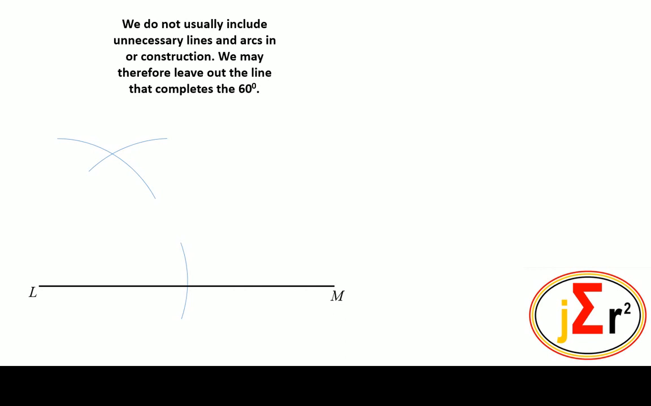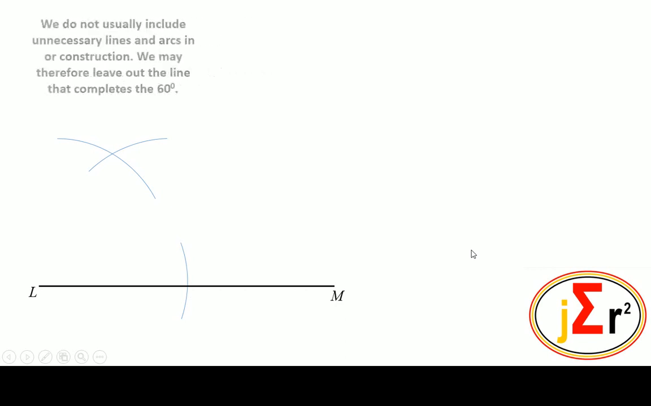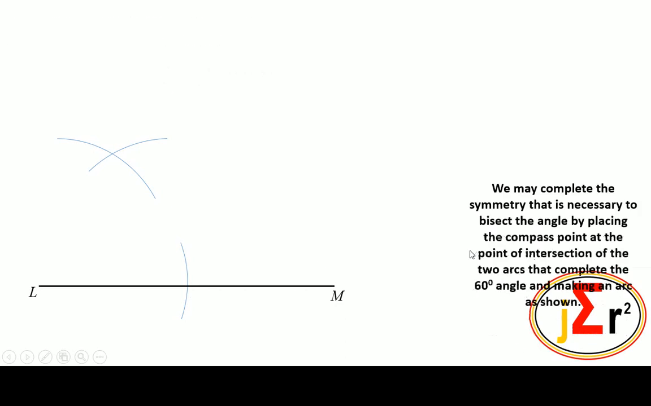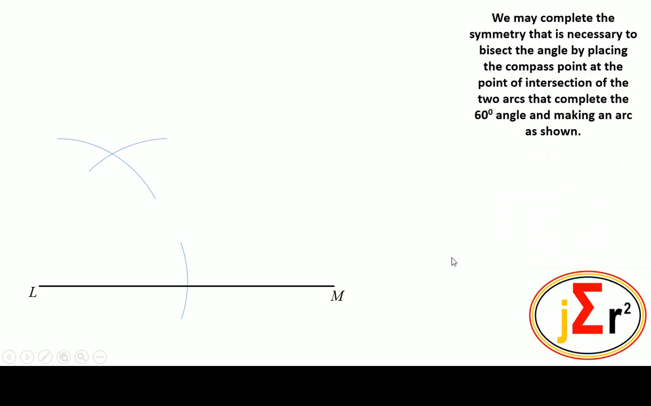To complete the symmetry required for the bisection of the angle, we have this point and that point, and all that is necessary. We may complete the symmetry that is necessary to bisect the angle by placing the compass point at the point of intersection of the two arcs that complete the 60 degrees angle and making an arc as shown. So our first move is to place the compass point at the point of intersection of those two arcs and make another arc.